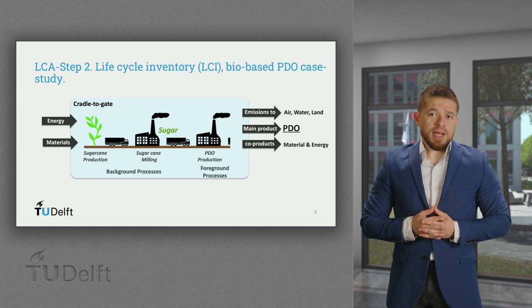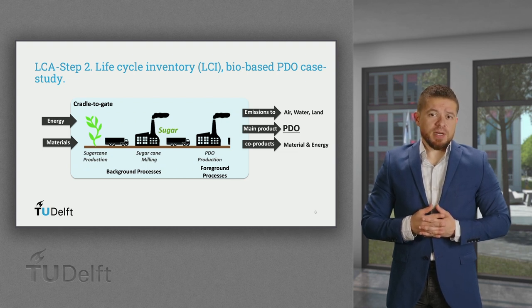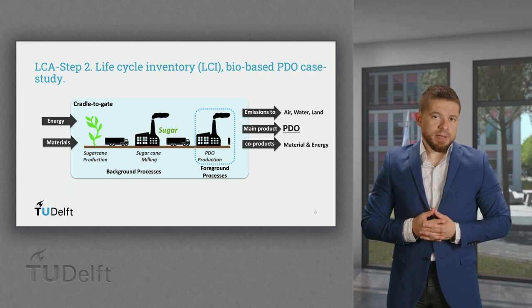The second step of an LCA is the life cycle inventory, LCI, where data collection is done. This is one of the most time-intensive activities of an LCA. The type of data and their collection typically relates to 2 types of systems: background systems and foreground systems. The foreground systems refer to the data needed to model the specific activity of interest. In our case, it is the fermentative production of PDO from sugars. And for this, we have the mass and energy balances to complete the data inventory.